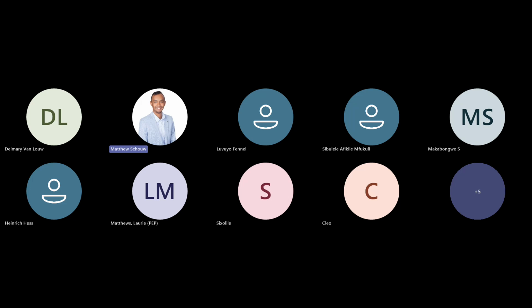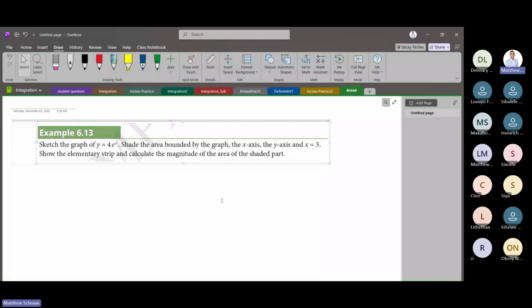Where is this now? Okay. So obviously, this is: sketch the graph of y equals 4 to the power e^x. Show the area bounded by the graph, the x-axis, the y-axis, and x equals 3. Show the elementary strip and calculate the area of the shaded part.